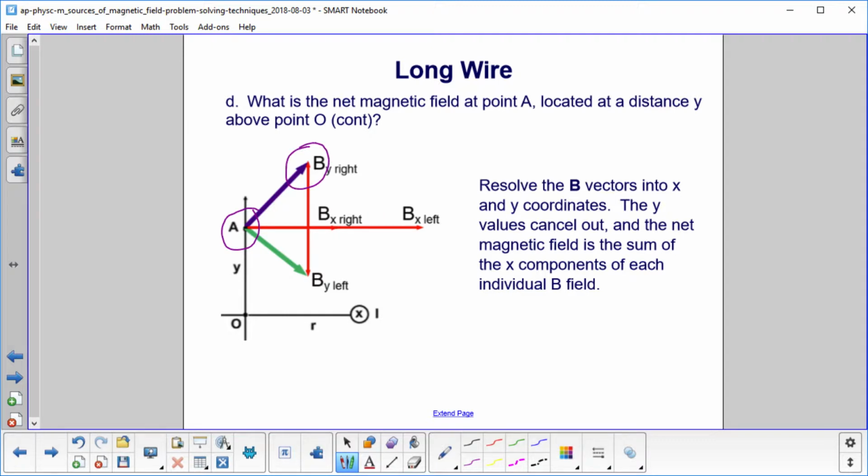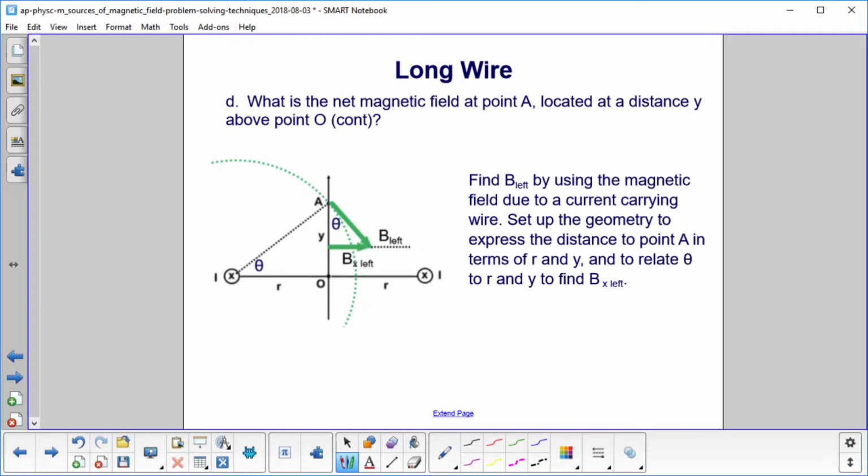This is due to the right-hand current, this guy. This is due to the left-hand current. And when we resolve them in the y direction, you can see that they have equal magnitude. They're opposite directions, they'll cancel out. But in the x direction, they reinforce each other. So we're going to have to add up those two.